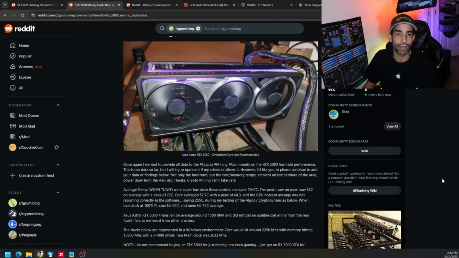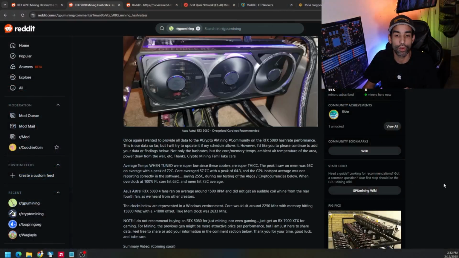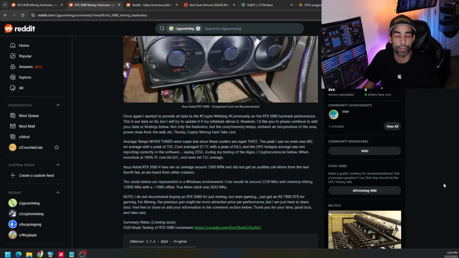From a mining perspective, to be honest, don't get this card if you're just doing it for mining. Go get a 7900 XTX, go get a 4080 Super or Ti or whatever else. This card is meh as far as gaming performance and mining performance per watt. It's meh and it's not worth the money, especially if you can't get your hands on one and you're trying to pay scalper prices. And I do not recommend it at MSRP, let alone scalper pricing.